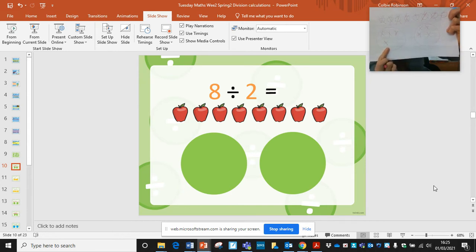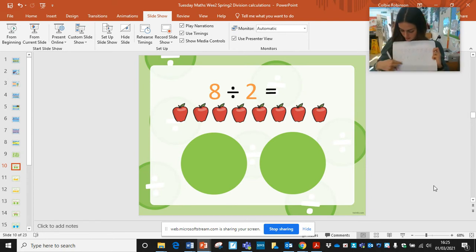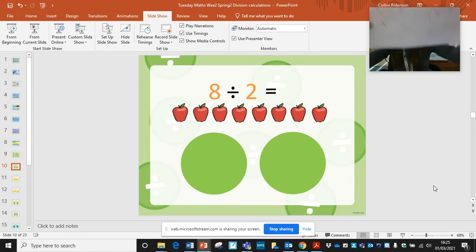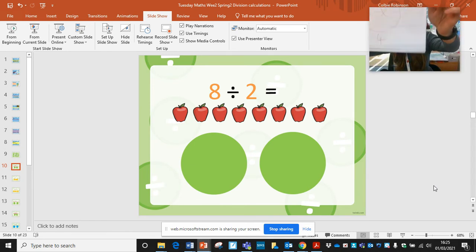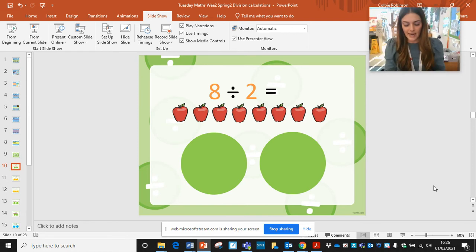So I've got how many crosses? So 1, 2, 3, 4 in that one. So I'll write that underneath just to help me remember, like that. And then I'll do the same here and count those out. 1, 2, 3, 4. So I have shared out 8 into 2 equal groups, and each person or each group had 4 apples each. Okay, so I've divided 8 between 2 groups.